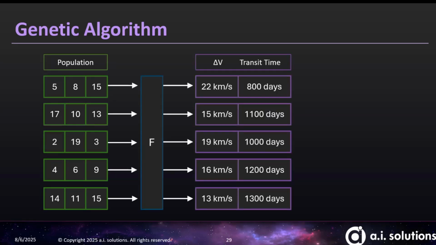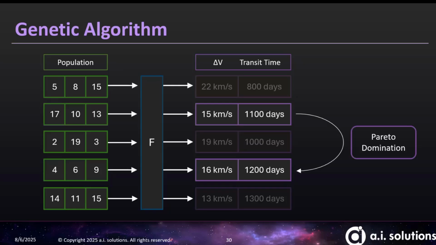Then that function is going to evaluate all of those population members, and it's going to spit out delta V and transit time for each of those tours. We can notice right away that there's actually Pareto domination occurring in this initial population. By that I mean that solution 2 here has both a better delta V and a better transit time than solution 4. In other words, solution 2 dominates solution 4.